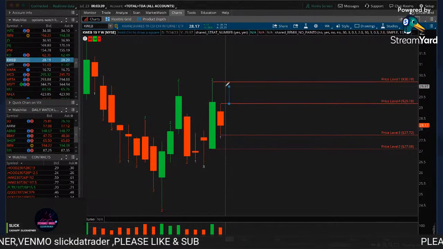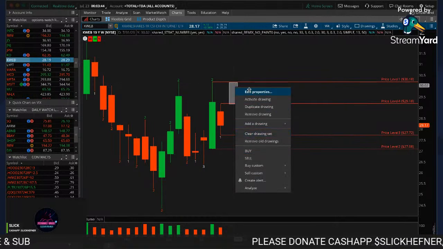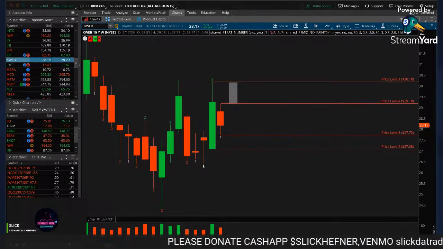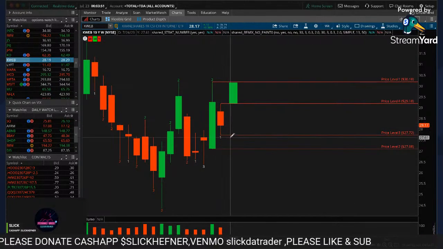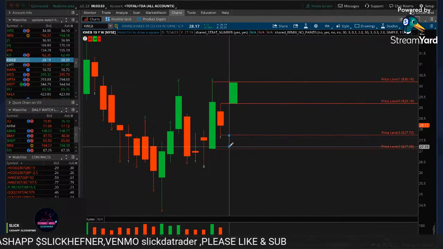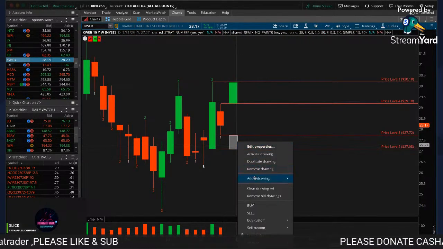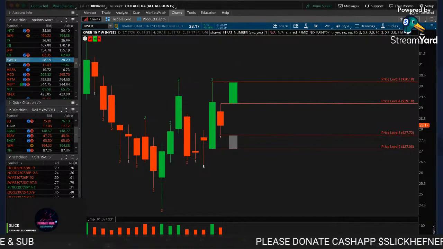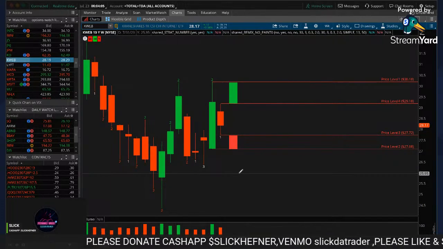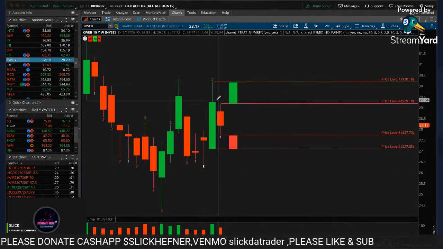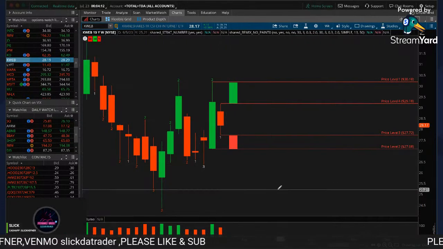Either want to break here and go here, or break here and go here. That would extract. Go in either direction. Obviously, we see what comes in the week to come, but this could be the move. Boom, boom. Price target there, price target there.